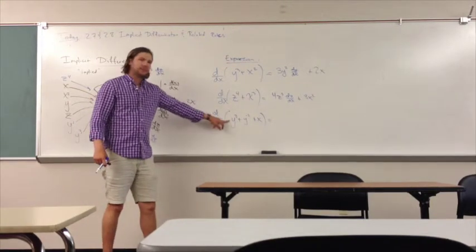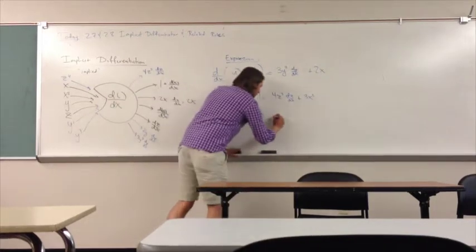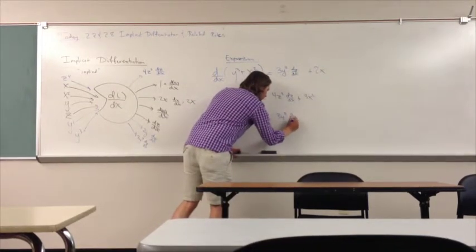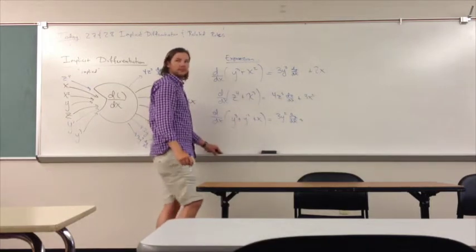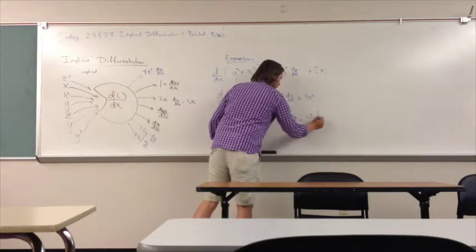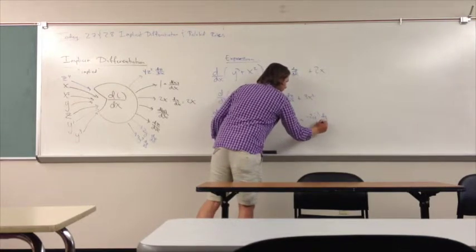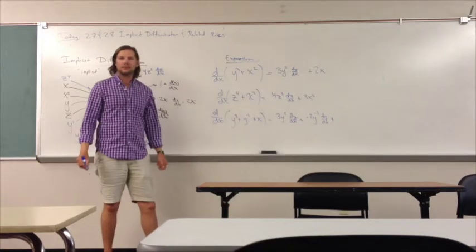So what about this one? 3y squared dy dx, minus 2y to the negative 3 dy dx, plus 1.